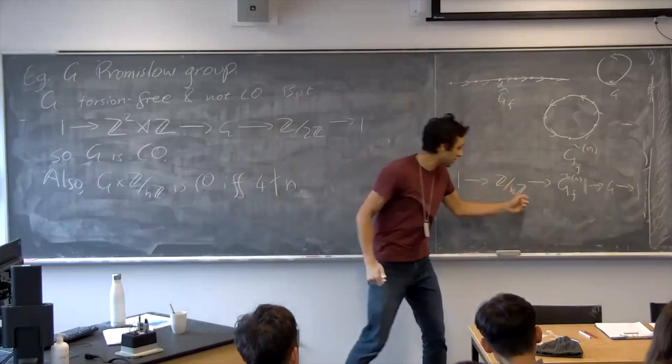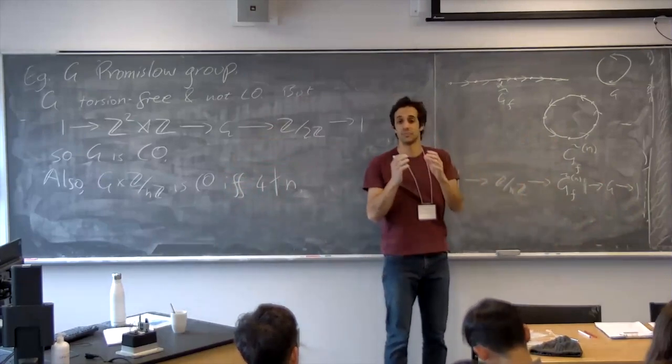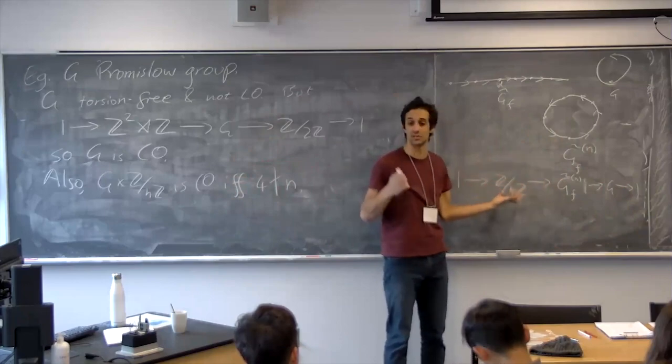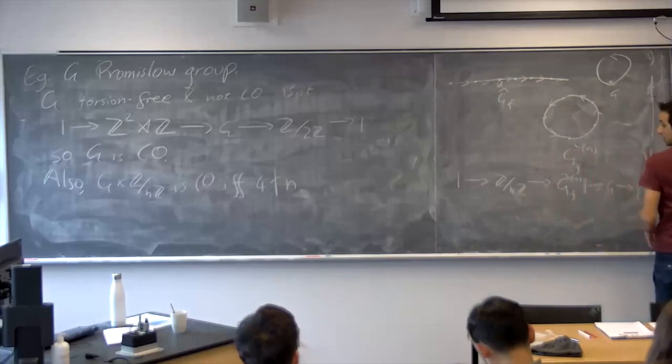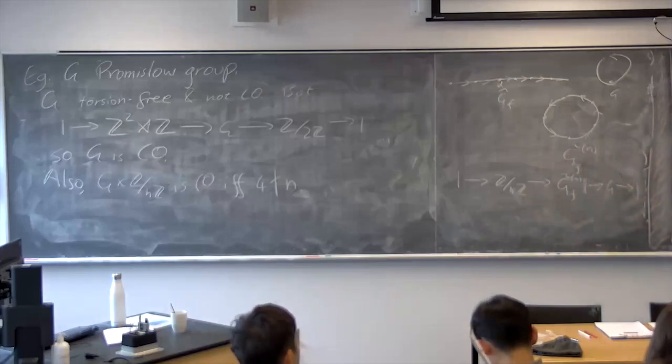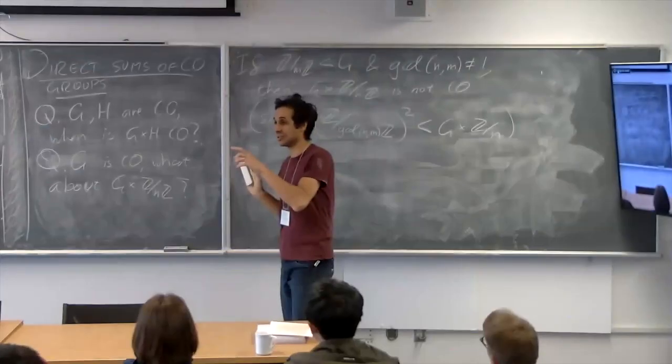And how do you play this game? Instead of looking at cohomology with coefficients in Z, you look at cohomology with coefficients in Z mod NZ. What about the product of the Promislov group with itself? It's circularly orderable. The reason we check that is because you asked me this.